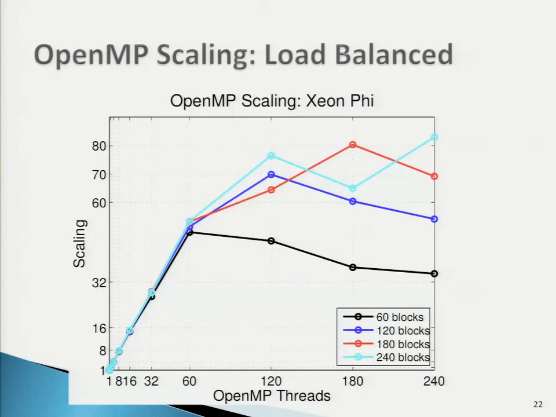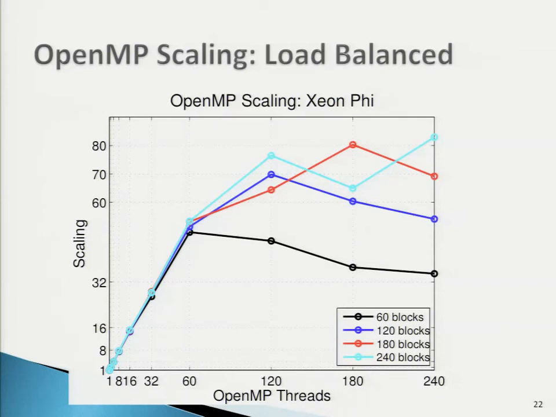So this is what happened when I changed the block dimensions to make it so that we actually had a multiple of 60 blocks. I tried domains that had 60, 120, 180, and 240 blocks. And you can see that for each case, we get very good scaling. It's linear scaling. It's not quite perfect, but it's still very good scaling, speed up to 60 threads.